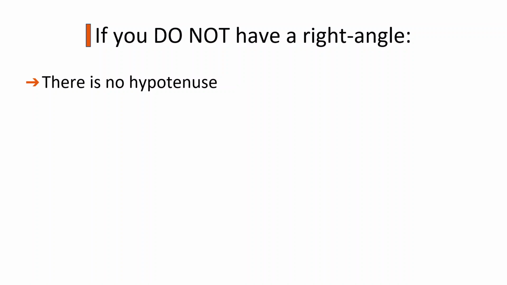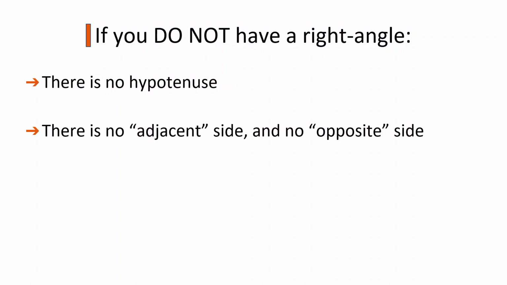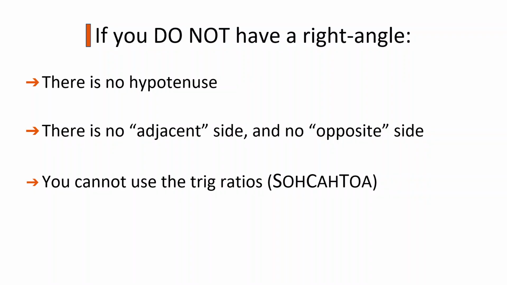So no right angle means no hypotenuse. And if there's no hypotenuse, then there's also no side called adjacent and no side called opposite. And those are all the things we would need in order to use our trig that we know so far. So no hypotenuse, no adjacent, no opposite. That means we cannot use our trig ratios. Those only work with a 90-degree right angle in our triangle.